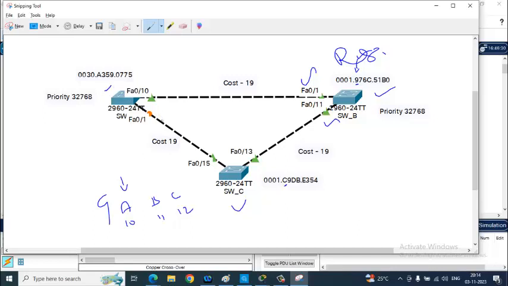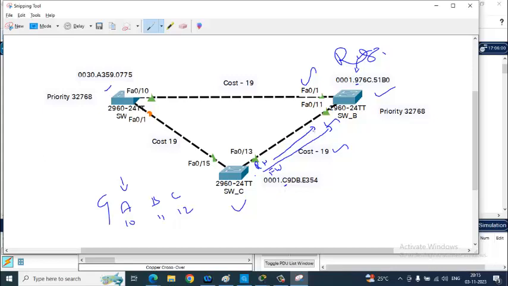Every switch other than the root switch will try to find the best, cheapest cost path to reach the root switch. This is cheaper, 19. Likewise, for this switch, this is cheaper. So this will be a root port, forwarding. This is also a root port, forwarding. You understood why they are root ports? Because that is the port that talks to the root switch.